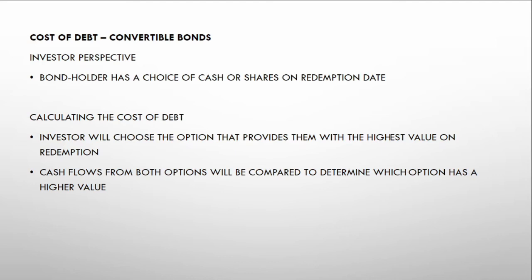So if cash is higher than the value of the ordinary shares, they will take the cash. But if the value of the ordinary shares is higher than the cash, then the investors will convert their bonds into ordinary shares. So when we calculate the cost of debt, we'll need to decide which of the two has the highest value. Does the cash have the higher value, or do the shares on redemption date have a higher value? Based on that, we know the investor will choose the option that provides them with the highest value on redemption. Cash flows from both options will need to be compared to determine which option has a higher value.